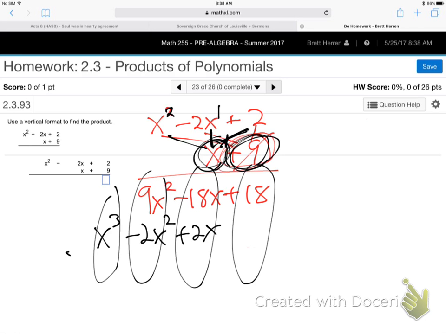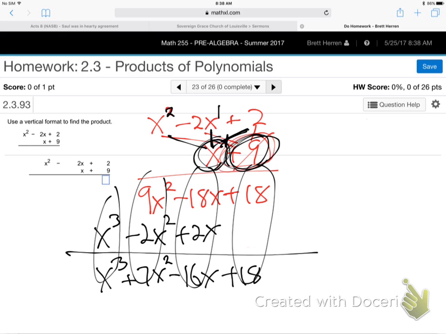Now, we've got to finish them up, right? So this will be x cubed, and then 9 minus 2, plus 7, minus 18 plus 2, and bring down the 18. We're done. Is that better or worse?